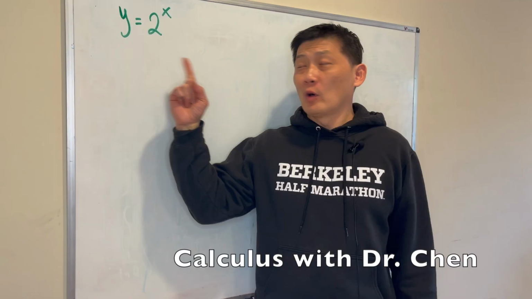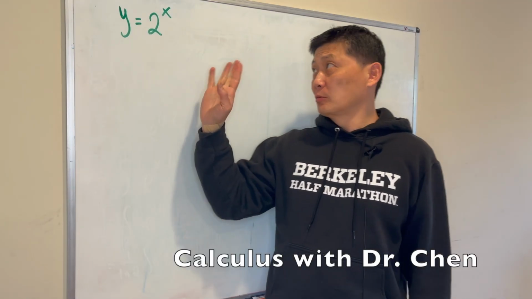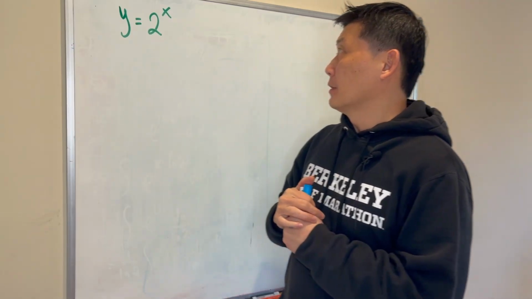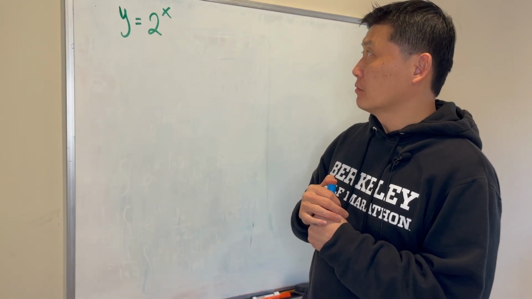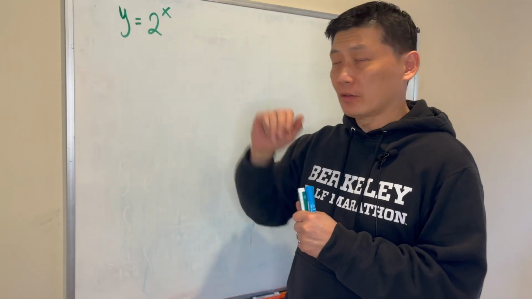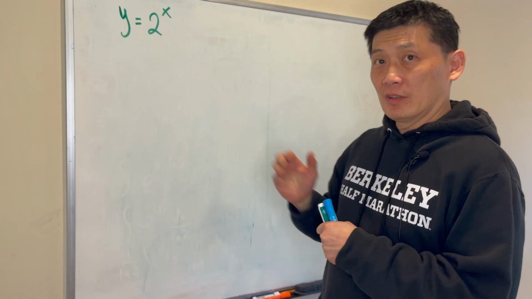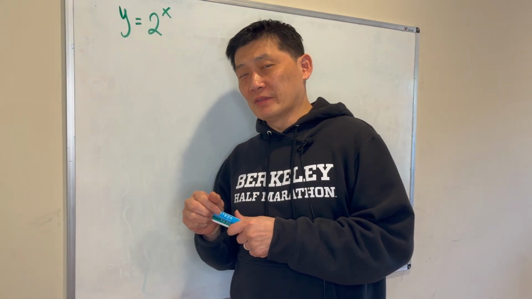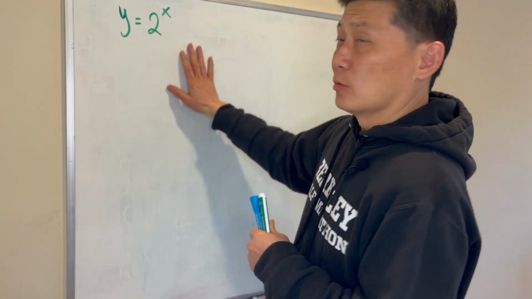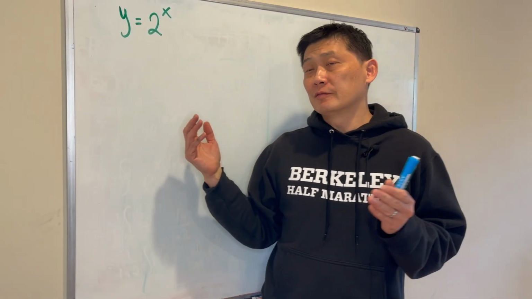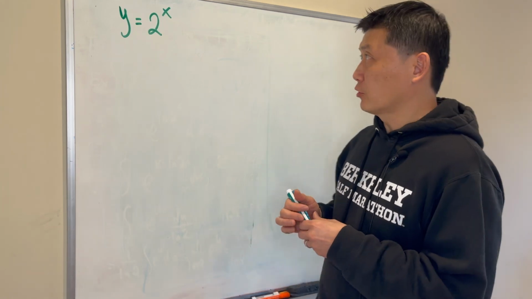Today I want to talk about y is equal to 2 to the x and see what we can learn from this. This is a function, right? And 2 to the x is an exponential function. So let's take a look at this. If we want to take the derivative of this, obviously we don't have an obvious rule that we developed for these kinds of exponential functions.